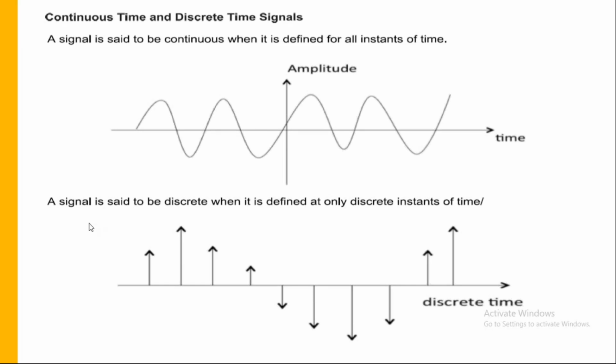Now try to understand the discrete signal. When I say discrete signal, it will not occur at all instants of time. It will occur only at some specific instants of time. Now try to understand the definition. A signal is said to be discrete when it is defined at only discrete instants of time. Now what is the advantage of doing this?